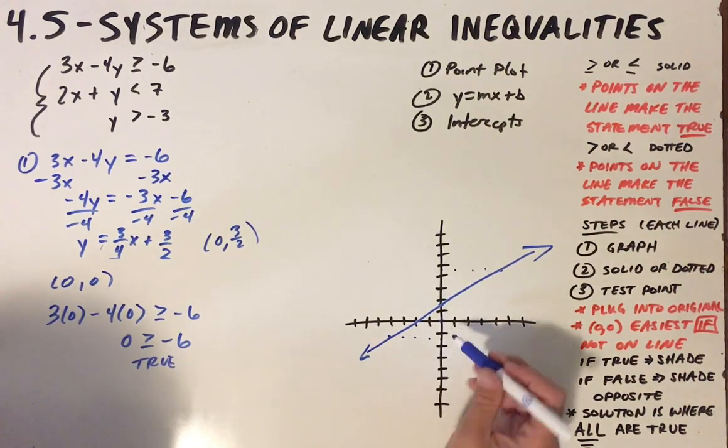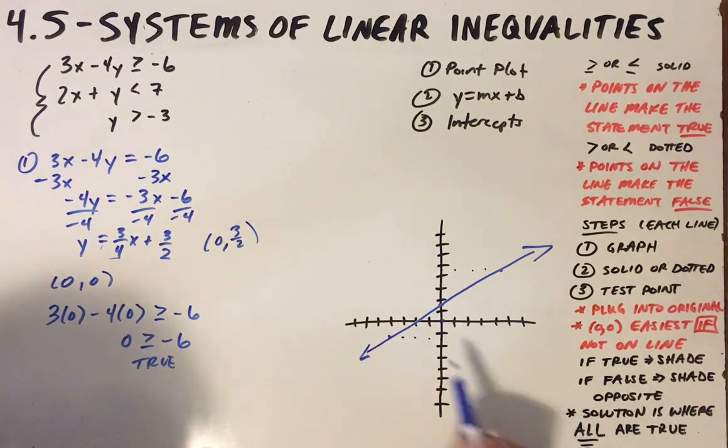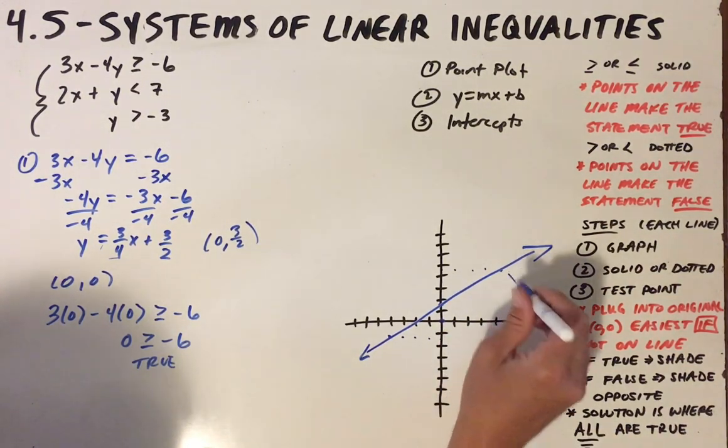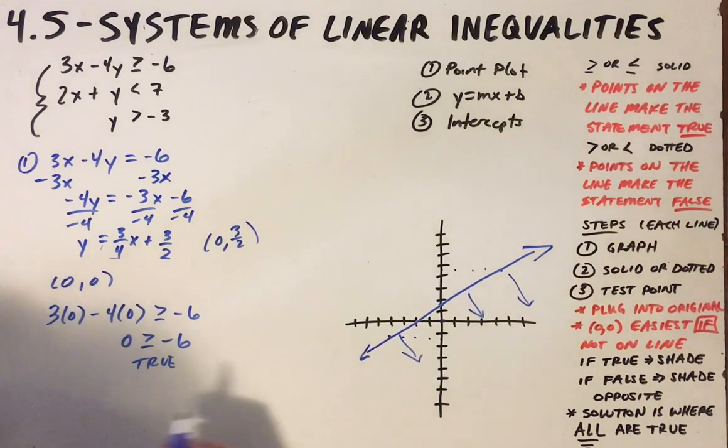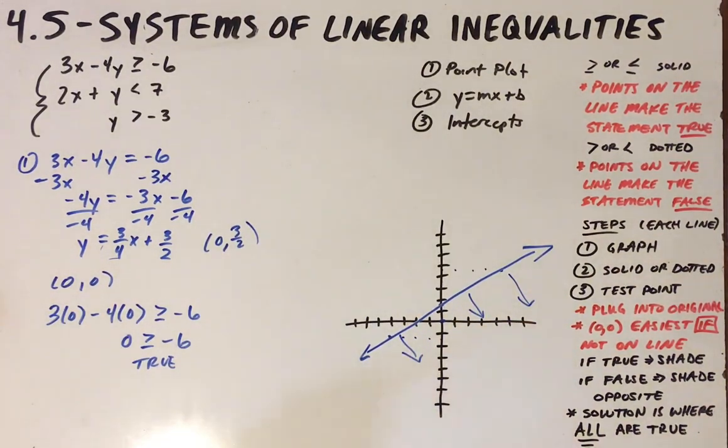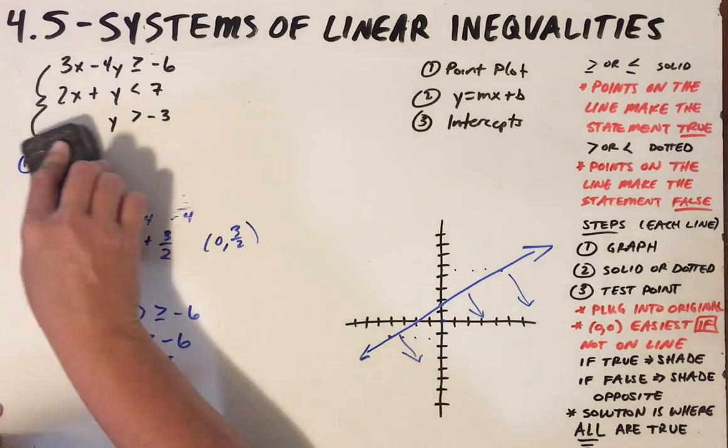So all the points on this side where it's true should be shaded. So for this line, I would be shading this underside. Okay, so that is my line 1. I'm going to go ahead and erase this work for line 1, and we're going to work on line 2.